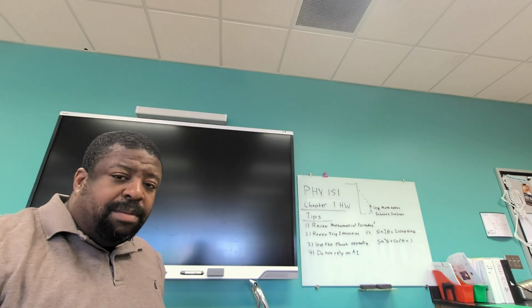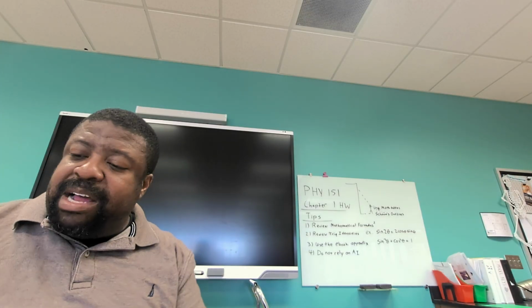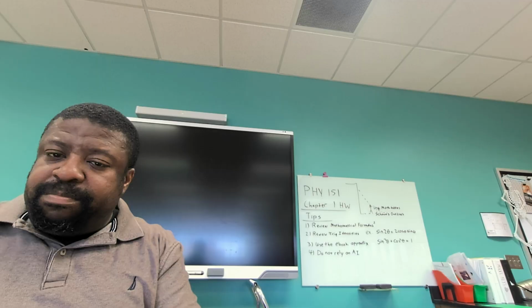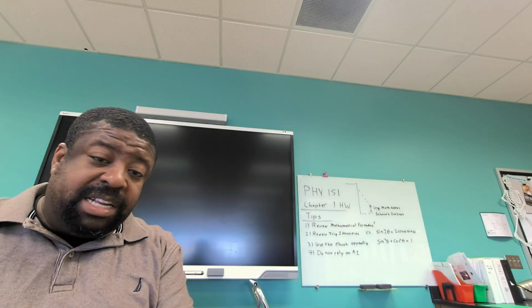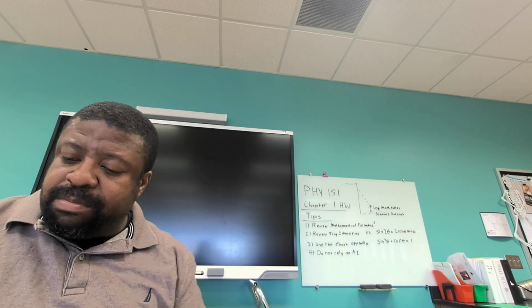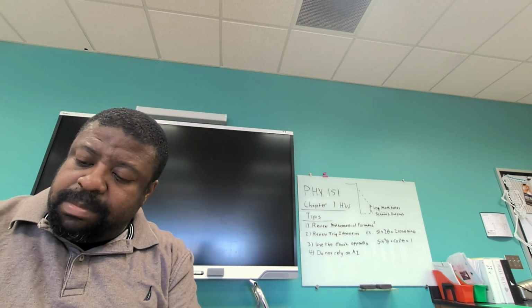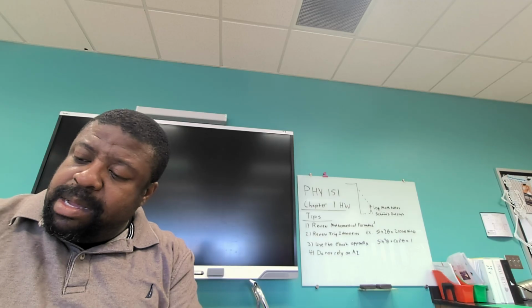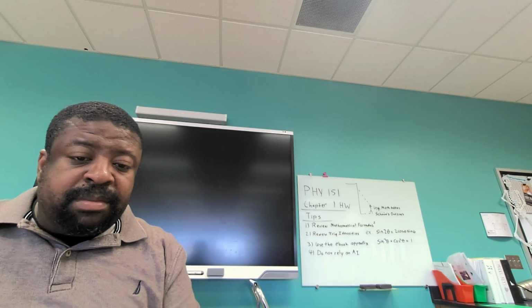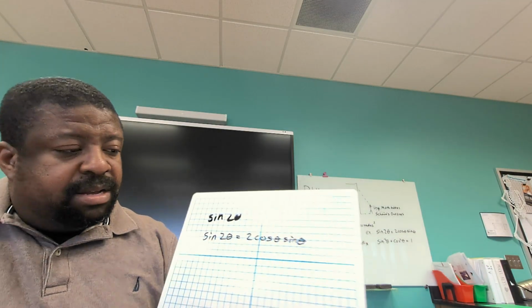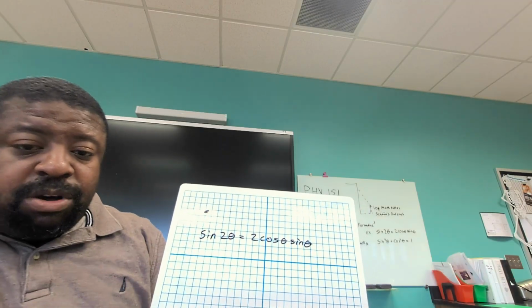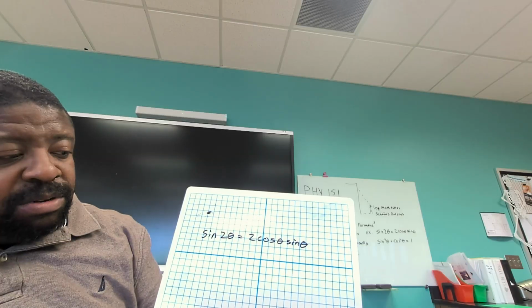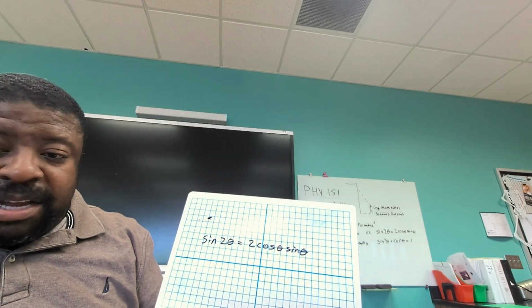Okay. So like I said, if you can't see the board, let me actually rewrite it here, just in case you can't see the board. And let me use a different marker. And bear with me for a moment, everyone. This is what I'm talking about. So sine 2 theta is equal to 2 cosine theta times sine theta.